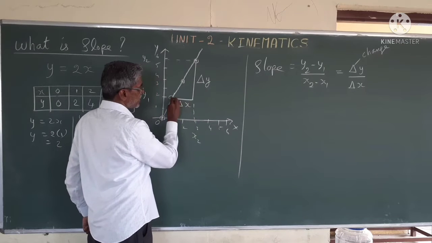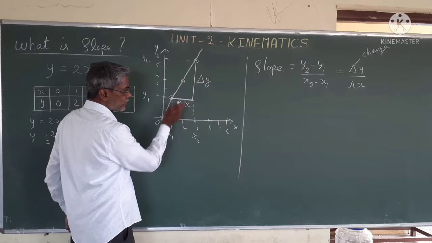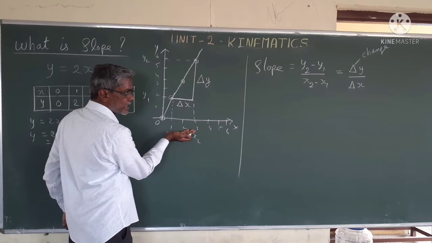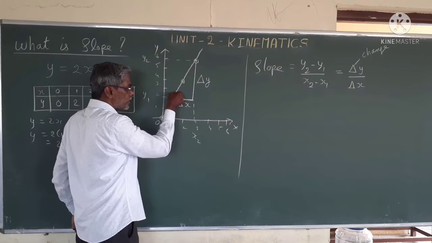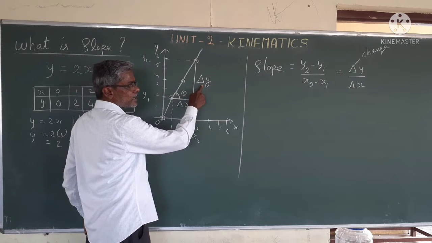The slope can even be written in this form. This x-axis, this line, this delta x. For this, the reference line is the x-axis. So the angle moves from this line to this, so it becomes theta. The delta y is nothing but what?